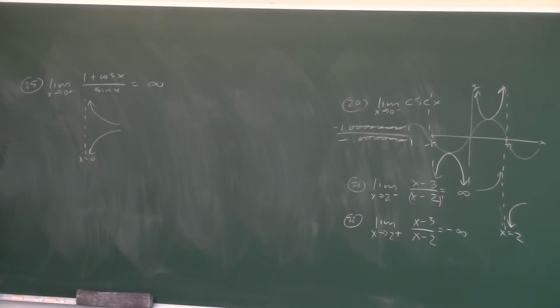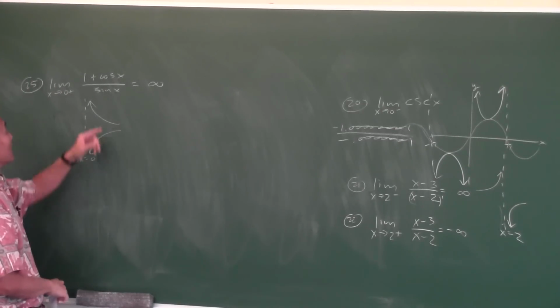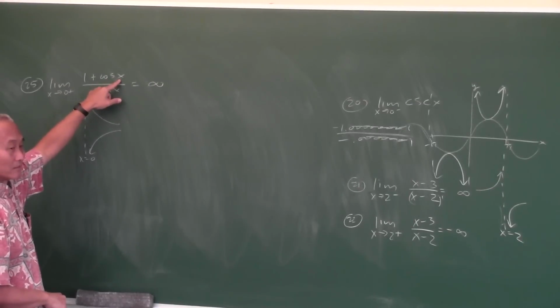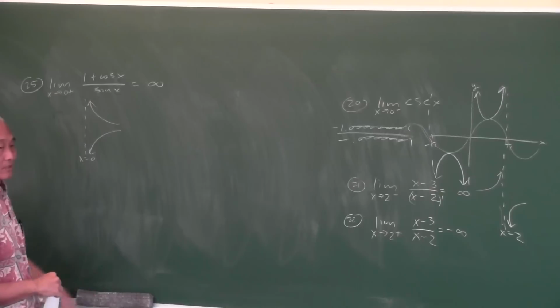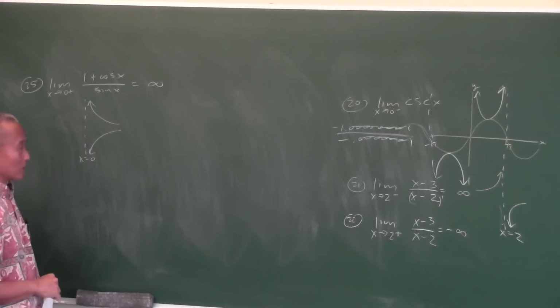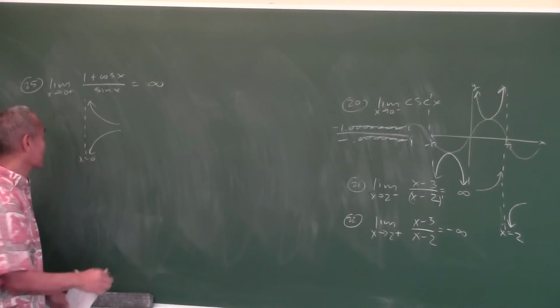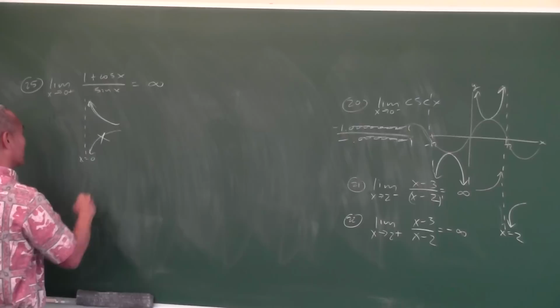How do you figure out which one it is? Plug in a number very close to 0 on the right, like 0.001. What is cosine of 0.001? It's positive plus 1, so top is positive. What is sine of 0.001? Positive. Positive over positive is positive, so the answer is infinity. So that means it's positive infinity. Cross out negative infinity.